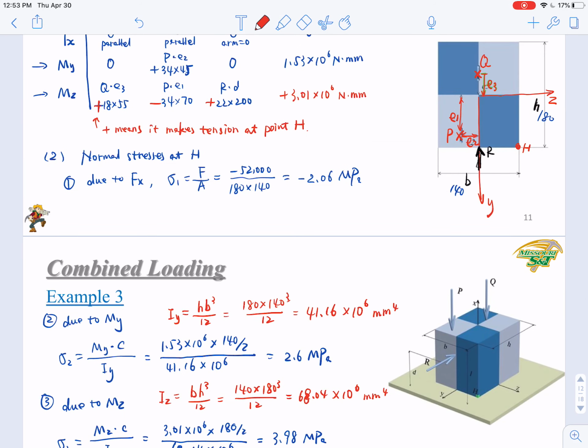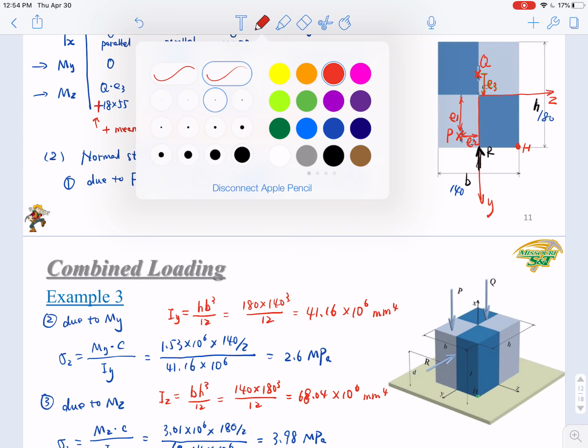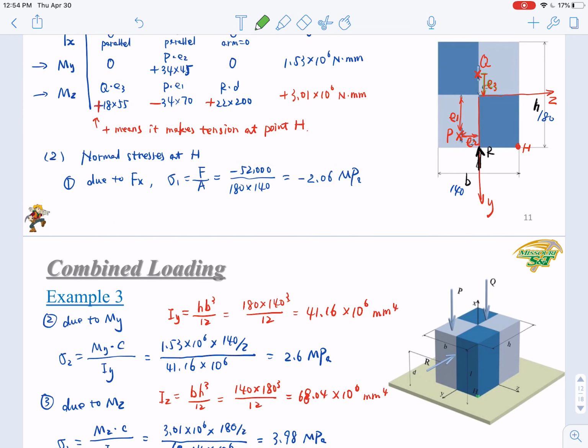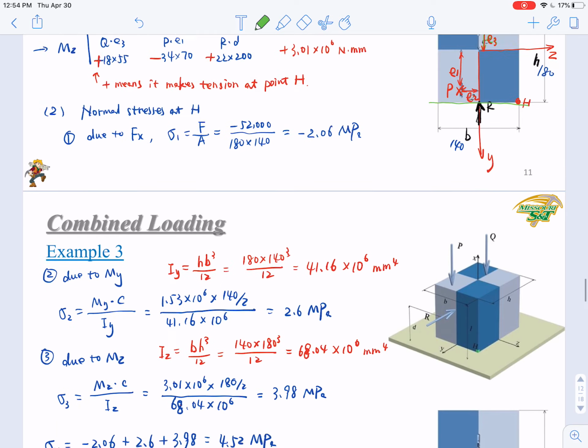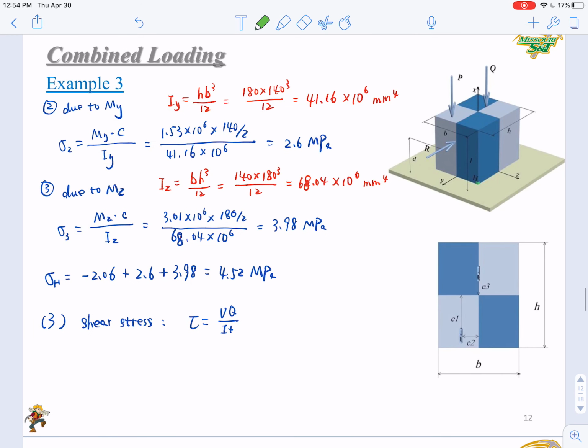along the y direction, right? If you cut an area through point H, let's use a green color to cut it. Cut it through point H, what do you get? You get nothing, okay? So A equals 0, Q equals 0. So what is the tau? Tau equals 0. So there is no shear stress at all.